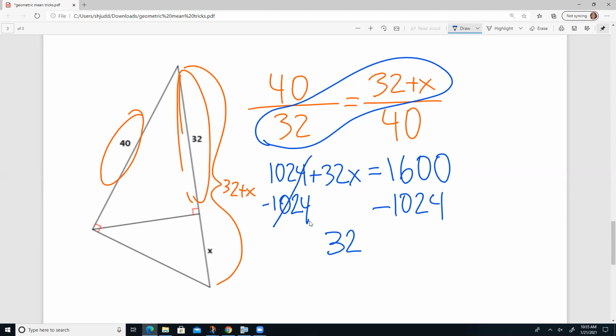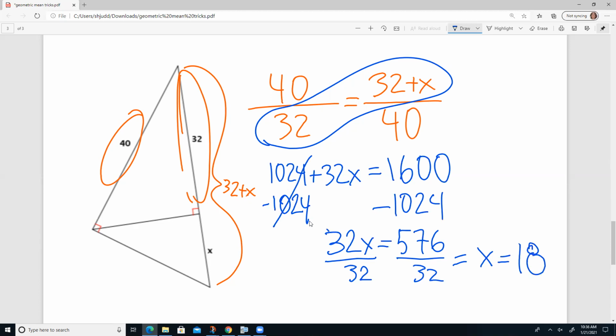We'll have 32x equals 576. Divide by 32. And you'll get 18 for x. All right. And those are the shortcuts to solve for x using geometric mean ratios.